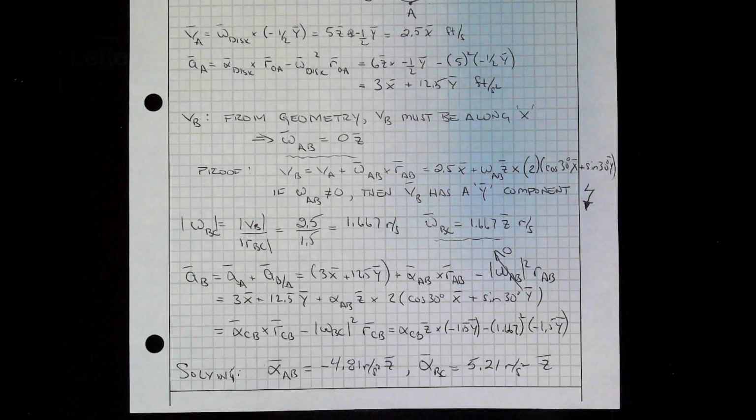And we see that this link up here has an angular acceleration that's positive, so we got 5.21 radians per second squared. And that knocks off this problem. We're going to do one more, and then we will be moving on to Coriolis. Here were the answers. I'll give you a moment to take note of that, and we'll see you next time.